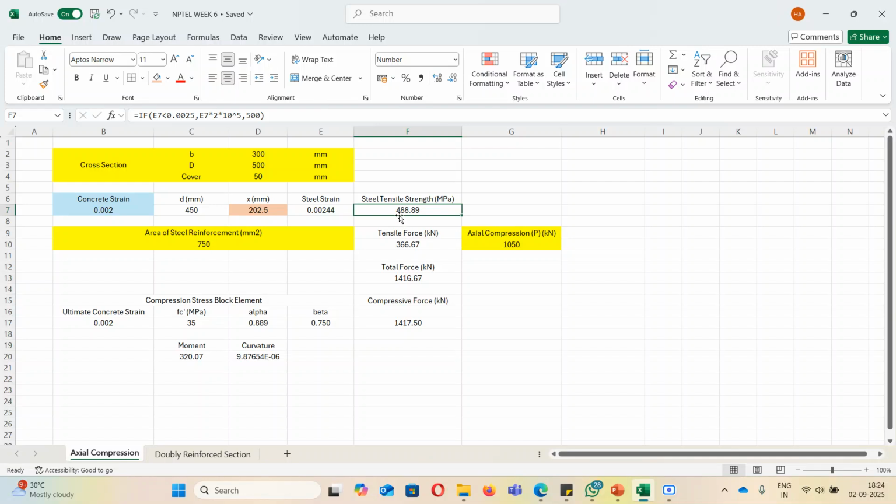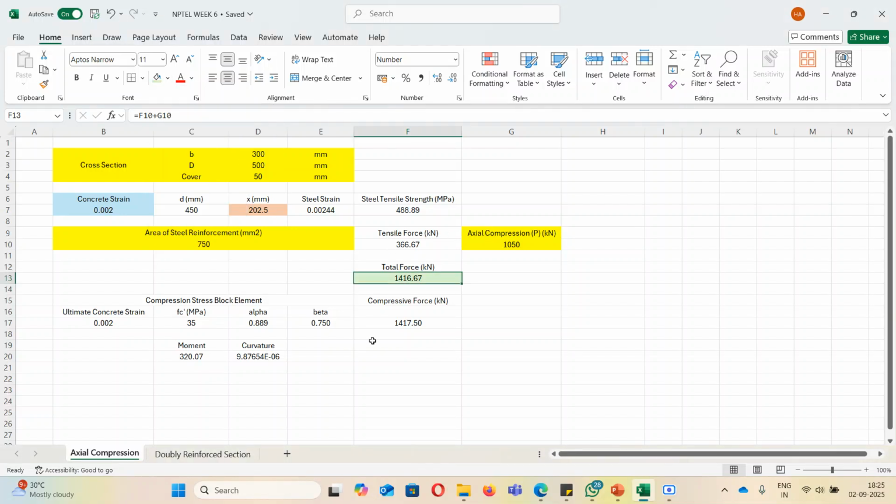We know the tensile stress, we know the area of reinforcement, so we get the tensile force offered by the reinforcement. So the total tensile force this time will be the tensile force offered by the reinforcement plus the axial compression. So that you can see here. This is the total tensile force, which is the summation of the tensile force plus the axial compression effect.